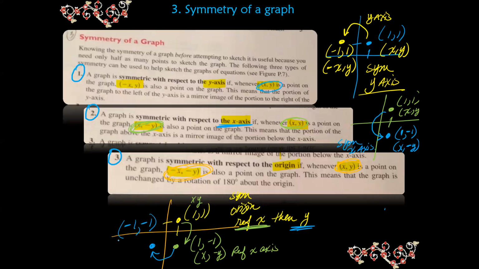So what happened here is I have a negative x and a negative y. And this is how you make the determination that it is reflected about the origin, because you flip it over the x and then flip it over the y.